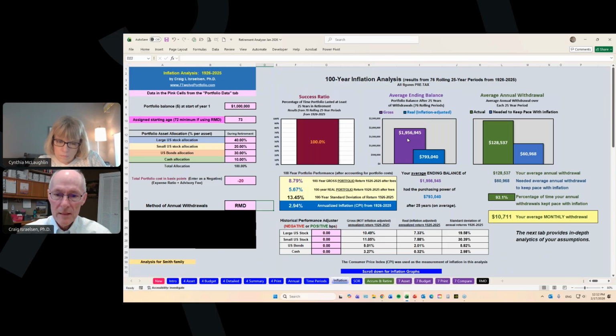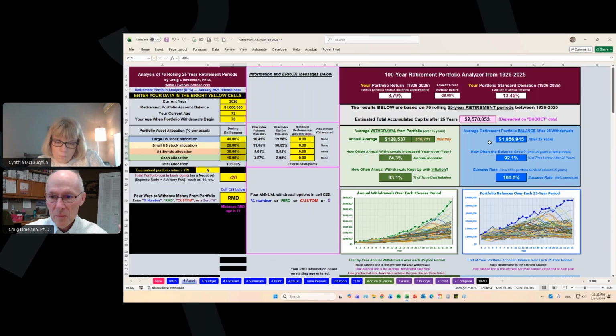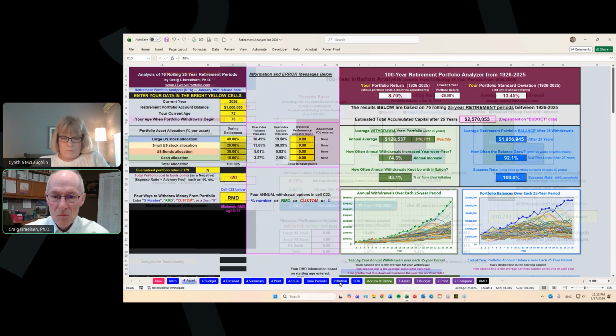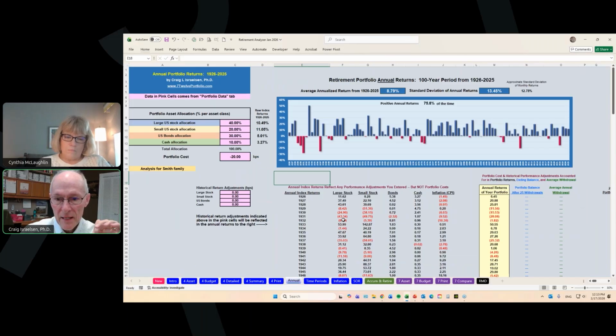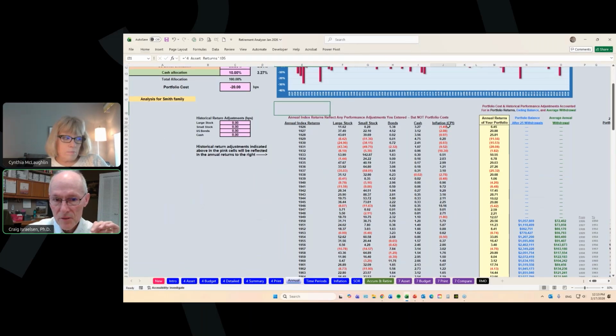Previously, we were looking at numbers that were gross. So 1.956. If you go back here, 1.956 was the average ending balance after 25 years on this main tab. When we consider the impact of inflation, and this is actual inflation, let me interrupt myself. Let me go here to the annual tab. The annual tab then shows the inflation every year.